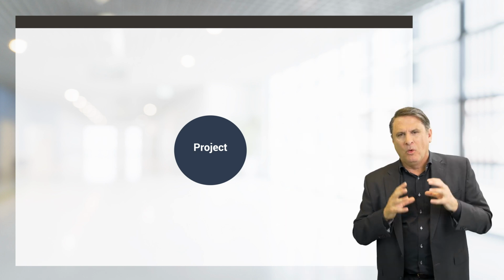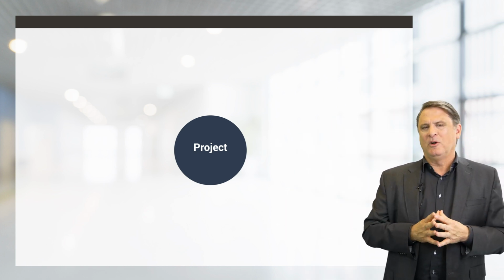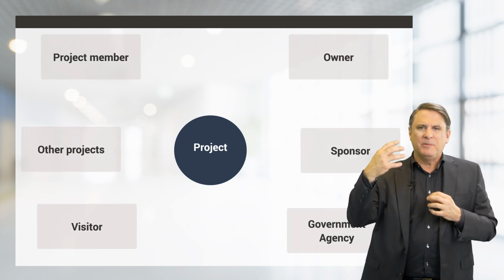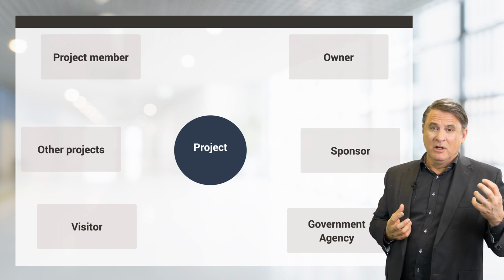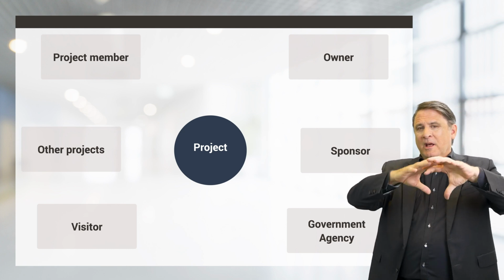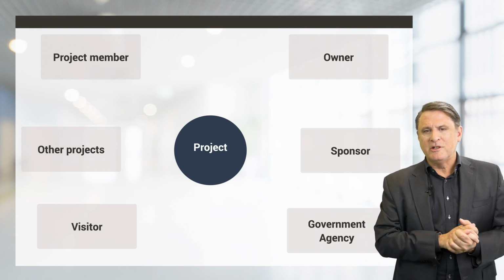So let's start building our stakeholder model. The first step is the project. Once you have a project, the next step is to define the stakeholders. And as I've said, it could be customers, it could be suppliers, it could be government agencies or local municipalities. It could be all kinds of groups or individuals who are stakeholders for your project.